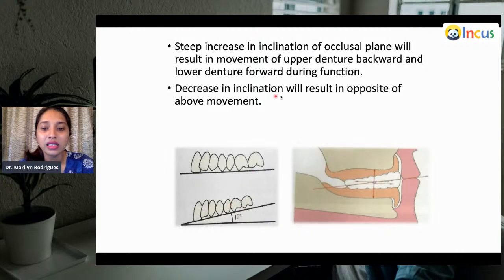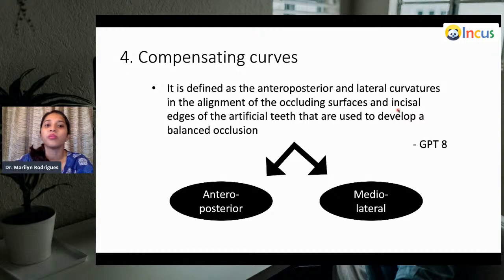And a decrease in the inclination will result in the opposite. Suppose we decrease the inclination, as seen over here, again, the denture bases will slide on the tissues in an opposite way. So it has to be a balance between this, and you should not increase or decrease the plane more than 10 degrees. Now the fourth factor is compensating curves.